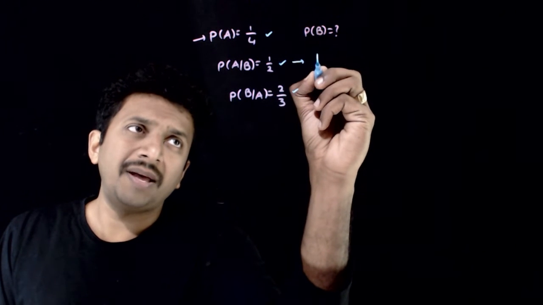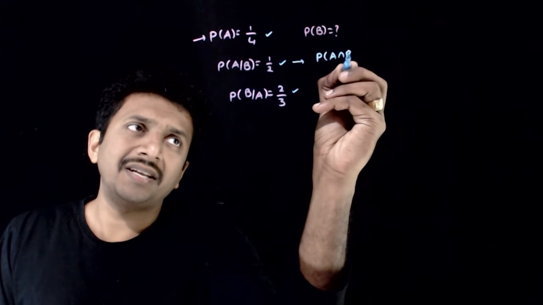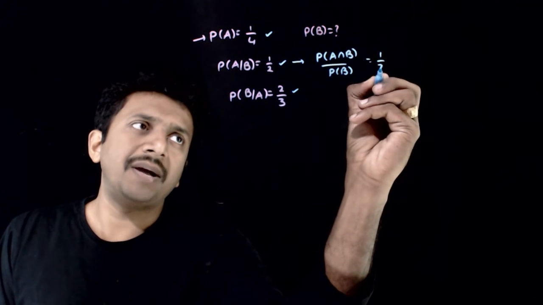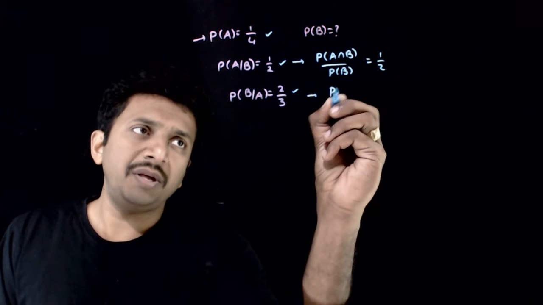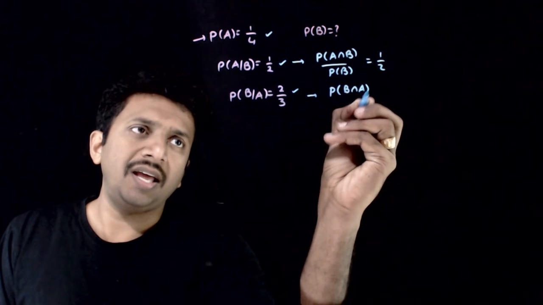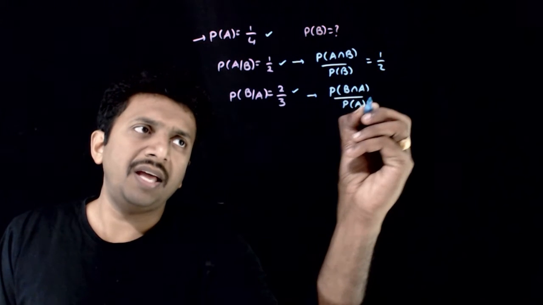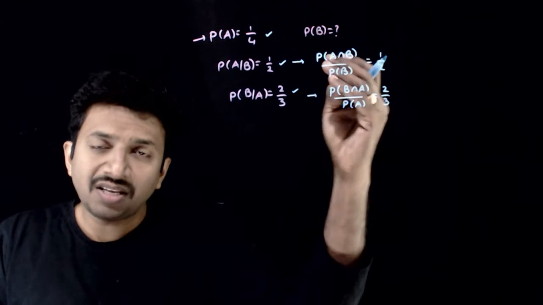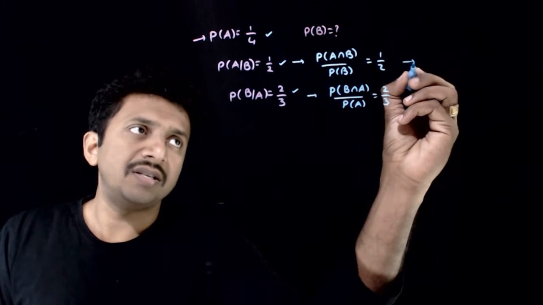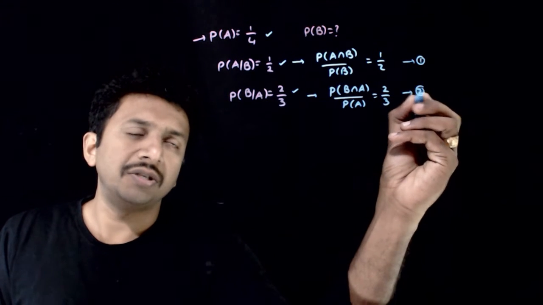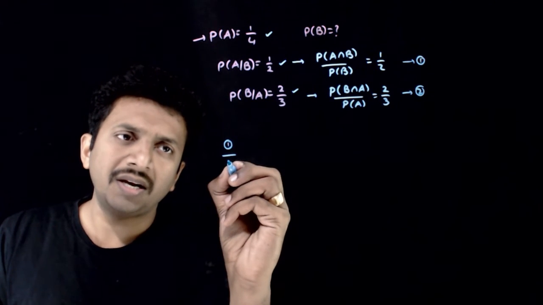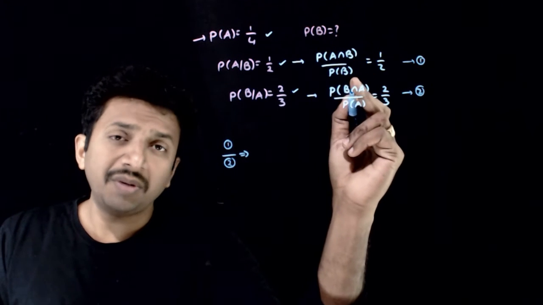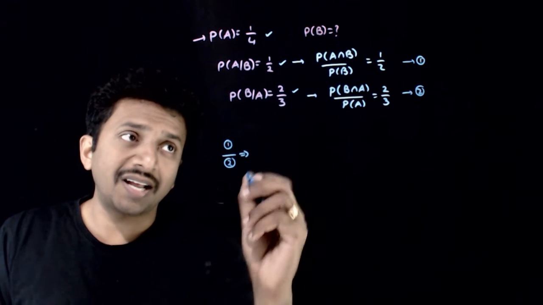So P(A|B) is nothing but P(A ∩ B) by P(B) is equal to 1/2. And from this, P(B ∩ A) by P(A) is equal to 2/3. So if you divide these two equations, if this is equation 1 and this is equation 2, if you do 1 divided by 2, P(A ∩ B) and P(B ∩ A) both are same and they get cancelled out.